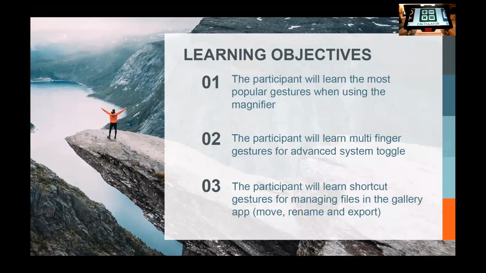The first objective was that the participant will learn the most popular gestures when using the magnifier. We spent a lot of time today in the magnifier application showing you the tap, which is like the click on the computer to select a button or an option, and the press and hold to zoom in and zoom out. The swipe from top to bottom on the left hand side changes between live mode and multi-capture mode. On the right hand side, it changes contrast colors: negative, positive, and color.